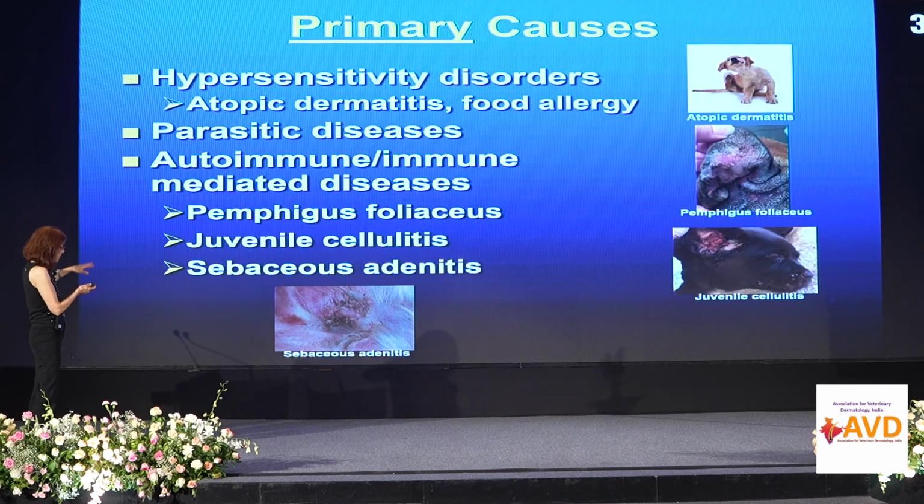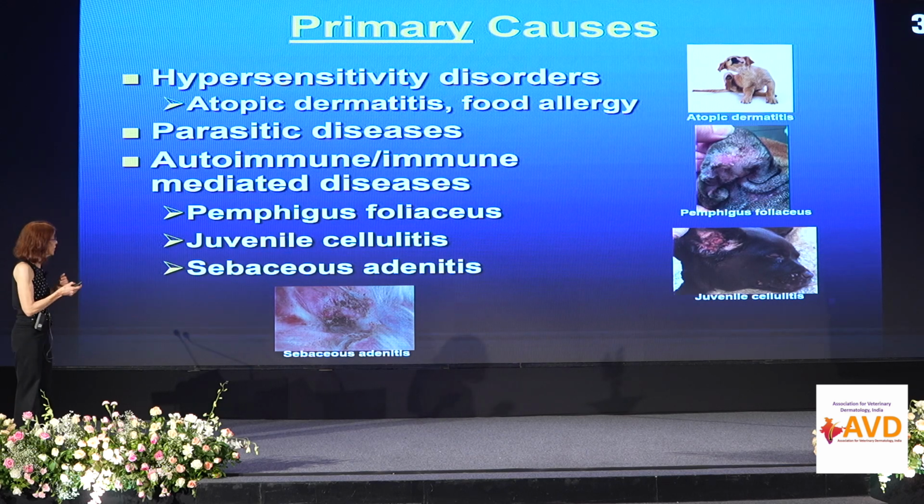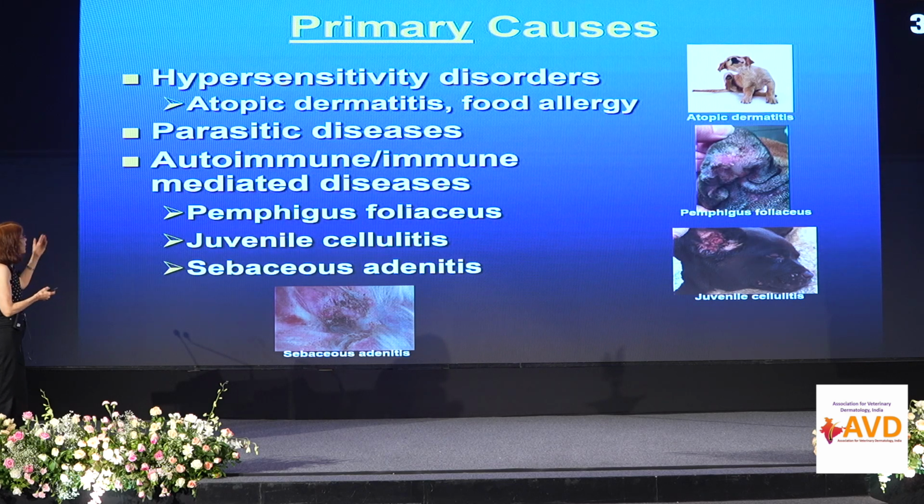So examples of these primary causes, again, allergies. We know that most of our patients with allergies, or atopic dermatitis, environmentally induced or food induced, will develop otitis at one point during their allergic life. So very common cause. Parasitic diseases, then we have Otodectes cynotis causing otitis. Demodex can be in the ear, it causes otitis also.